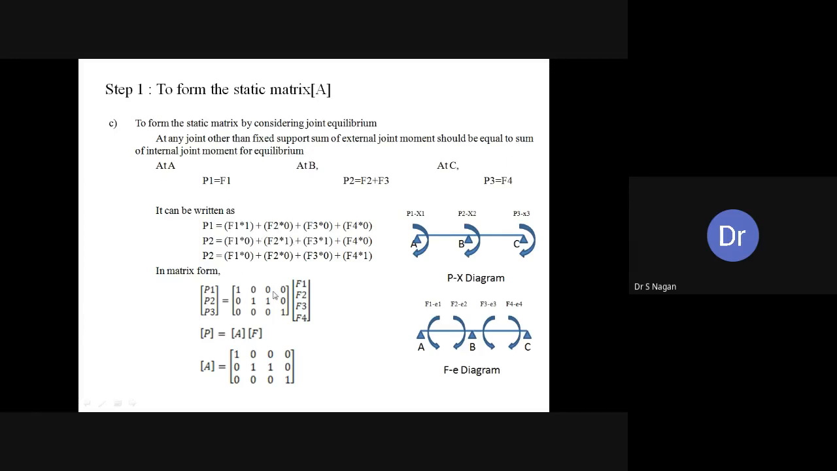Therefore, the coefficients will be 1, 0, 0, 0, 0, 1, 1, 0, 0, 0, 0, 1, multiplied by F1, F2, F3, F4. So matrix P equal to capital matrix A into F. Therefore, matrix A is 1, 0, 0, 0, 0, 1, 1, 0, 0, 0, 0, 1. So this is how we can form the static matrix.